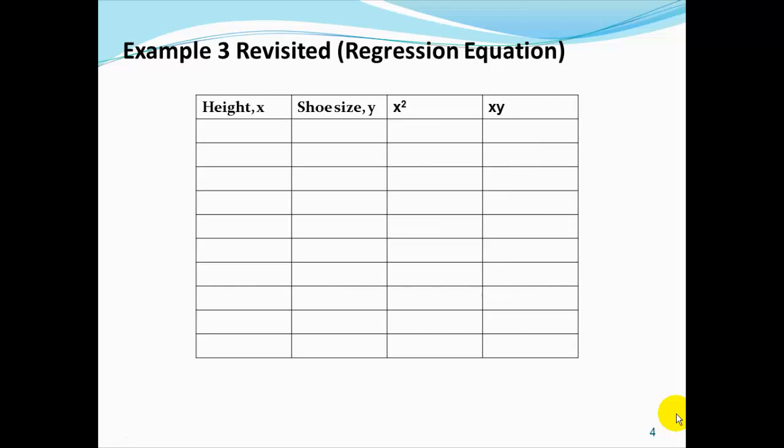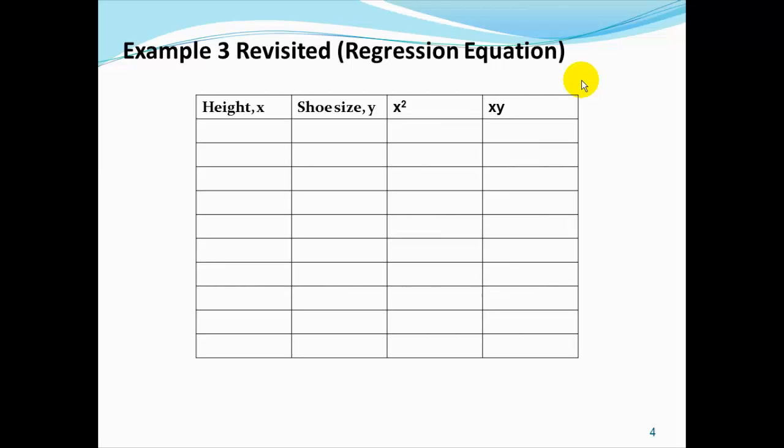In order to compute the parameters shown on the previous slide, you should always begin by setting up a table as shown on this slide. In the first column, you should place all of your independent variable values. In the second column, place their corresponding dependent variable values. In the third column, set up the column heading for x squared. And in the fourth column, set up the column heading for x times y.